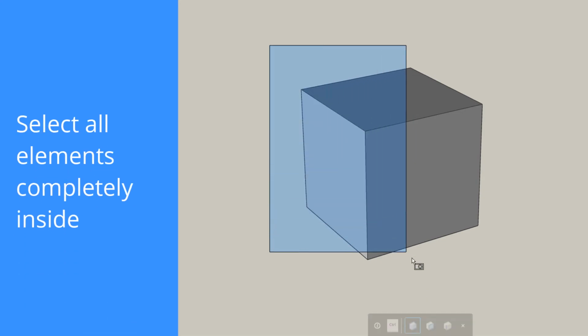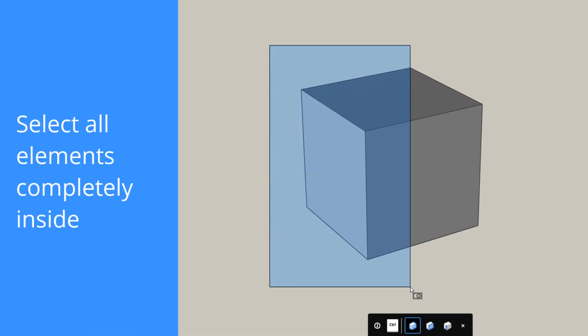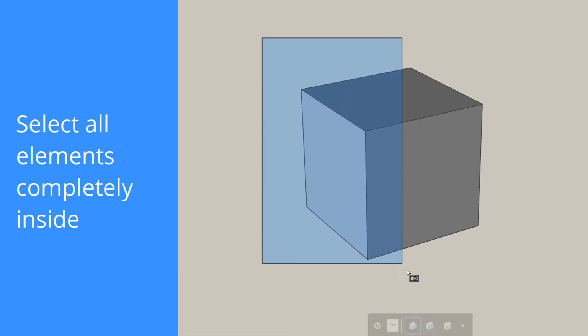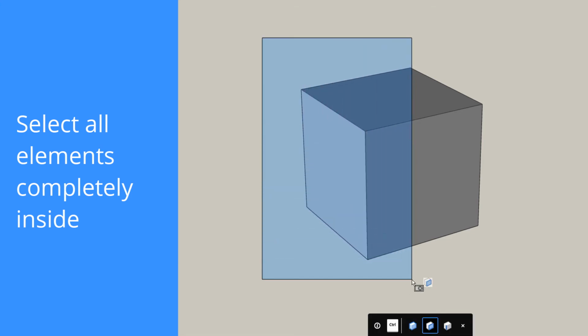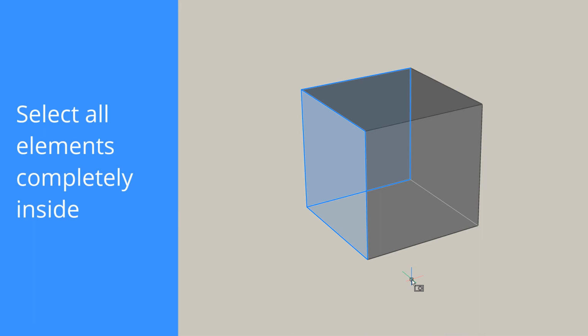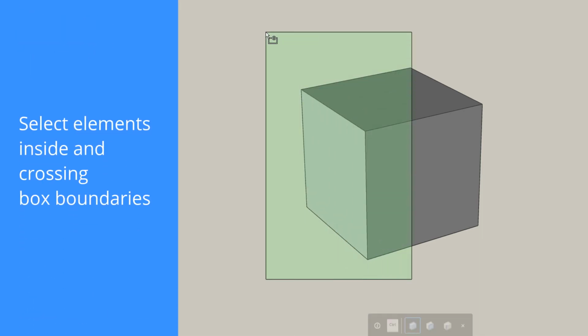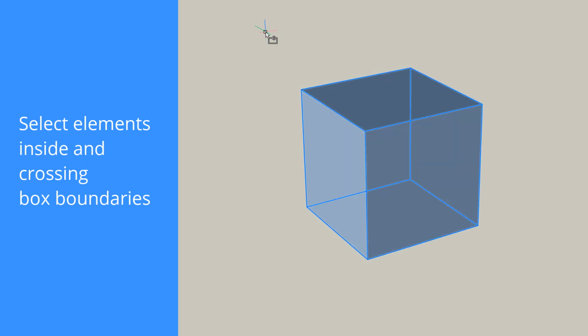When you draw a selection box from left to right, it will display in blue. Blue selection boxes will only see elements that are completely inside the box. When you draw a selection box from right to left, it will display in green. Green selection boxes will see all elements that lie inside the box and all elements that cross the boundaries of the box.